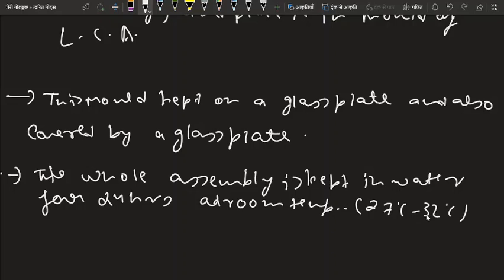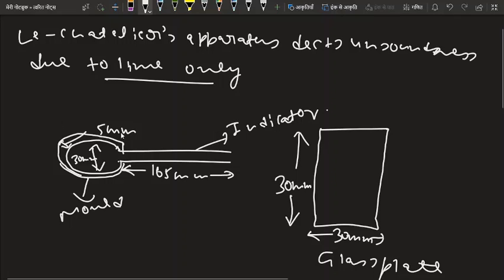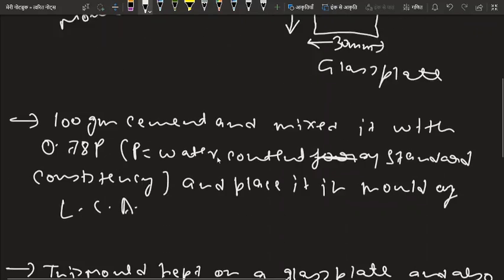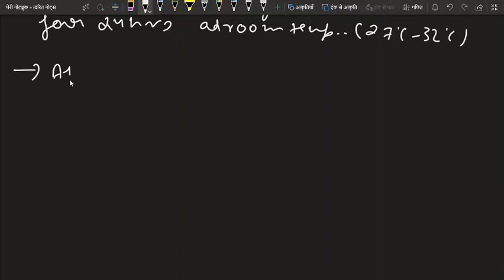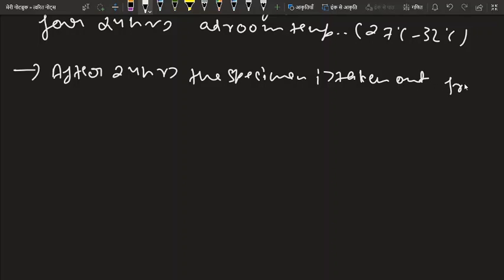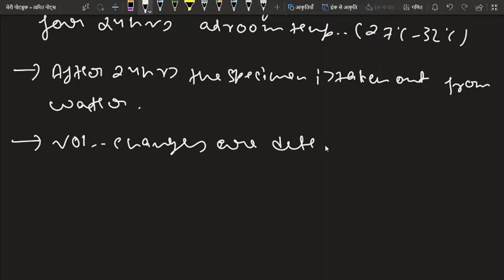After 24 hours the specimen is taken out from water. We take out the mold from water, and the volume change is detected by the indicator arms. We measure the distance between the arms and take it as A.